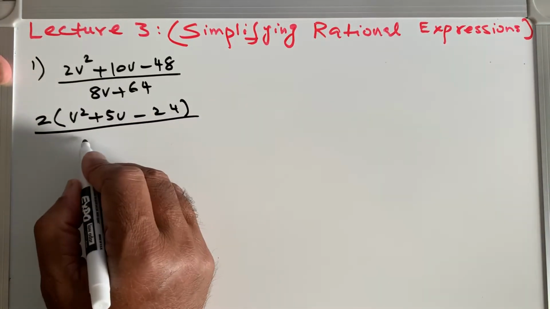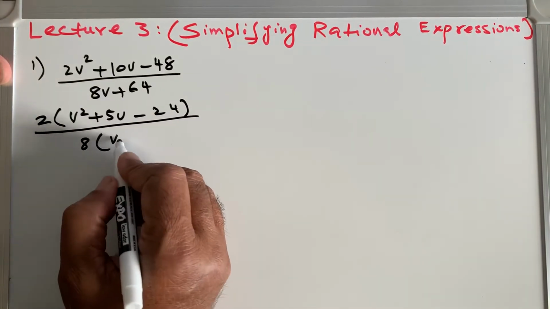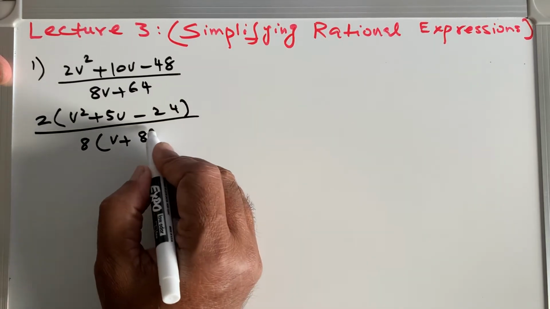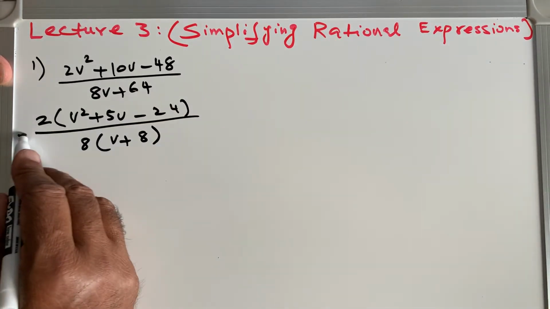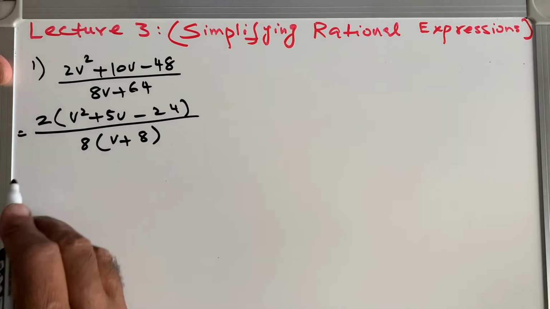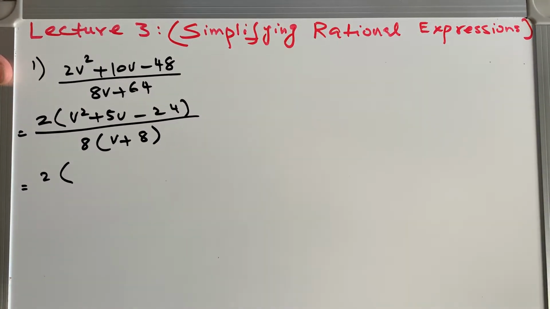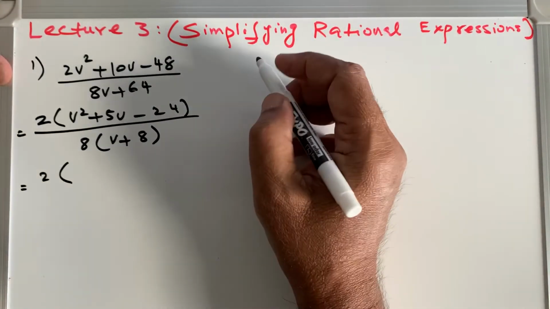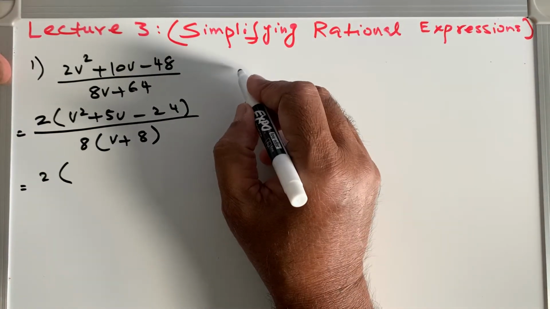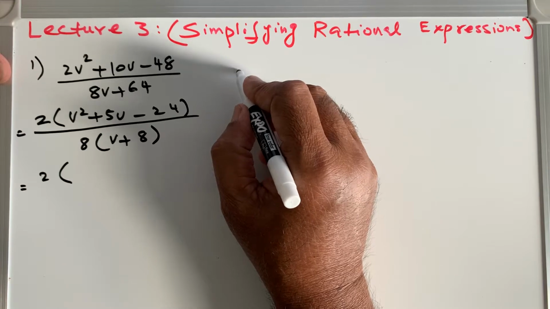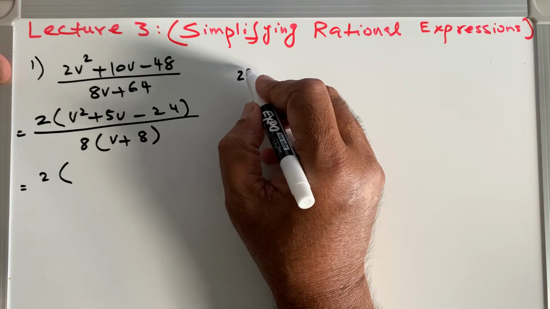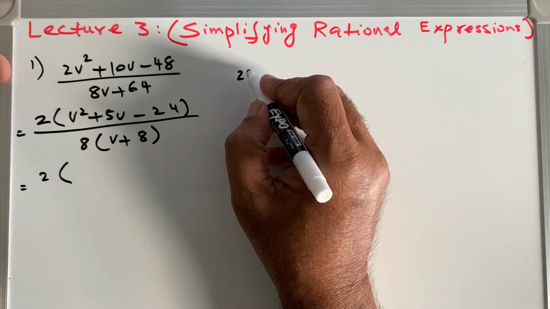And in 8v plus 64, 8 is common. So inside is 8, 8 8s are 64. So we have this expression. Now we can see that in the numerator we have 3 terms, and we can break these 3 terms into 4 terms. Now we are not writing everything, but if you want, we can write, and we develop a rule so that we can do it in our head, because we have to do these questions very quickly.